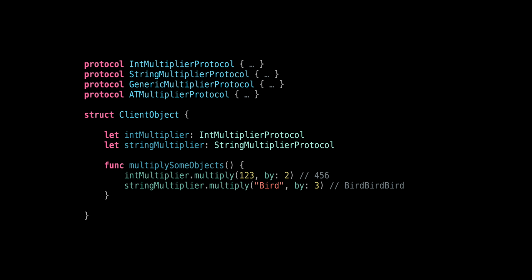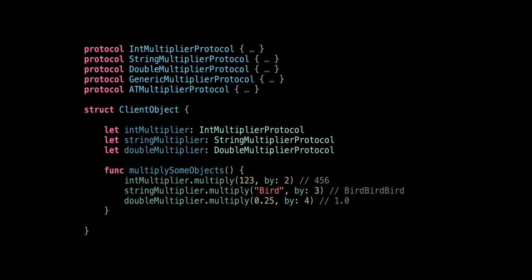The downside of this approach is pretty obvious. Managing the different flavors of multipliers becomes the job of the client object, meaning the object which uses the protocol. If at some point you introduce another multiplier, you'll have to declare a new protocol, implement it in a new object, and then update the client. It's not very convenient, right?